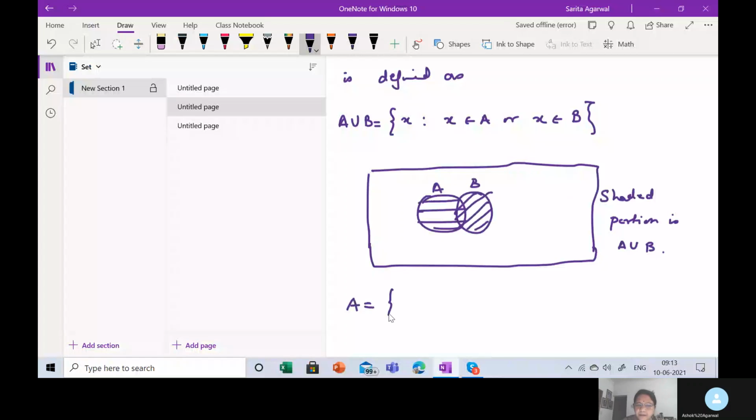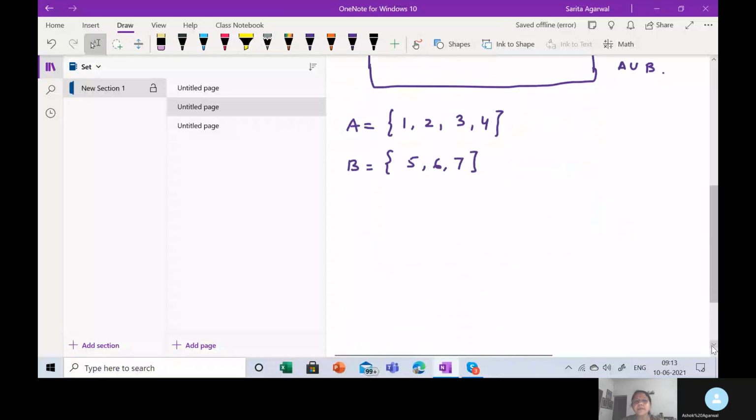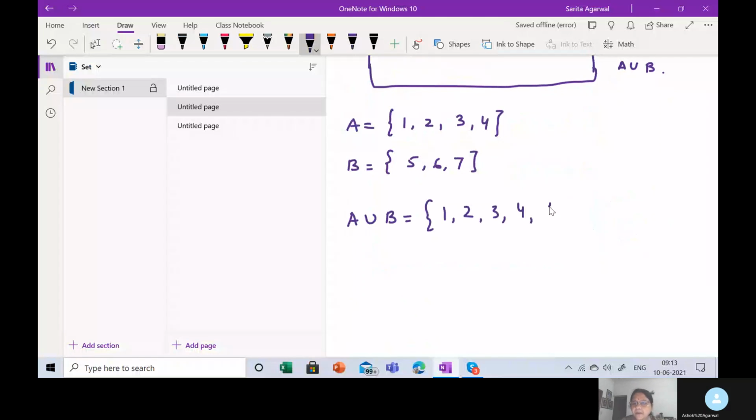Numerically, look at that. If A is 1, 2, 3, 4 and B is 5, 6, 7, then A union B is 1, 2, 3, 4, 5, 6, 7. We can also take A as 1, 2, 3, 4 and B as 3, 4, 5.